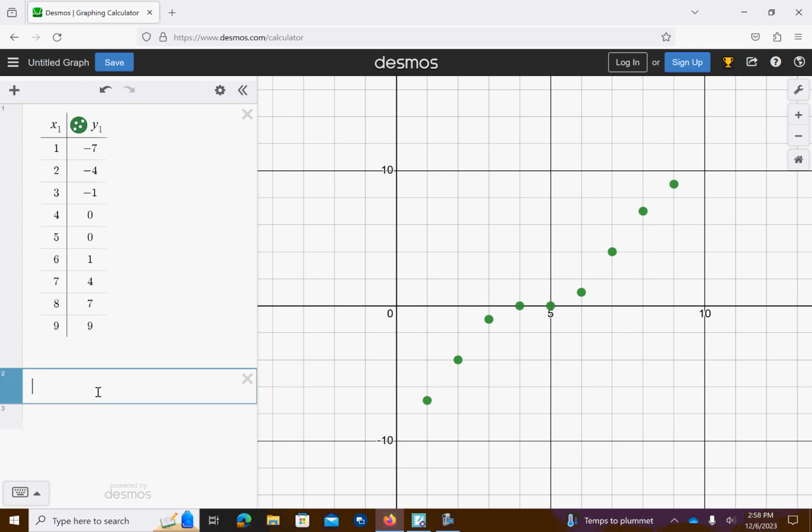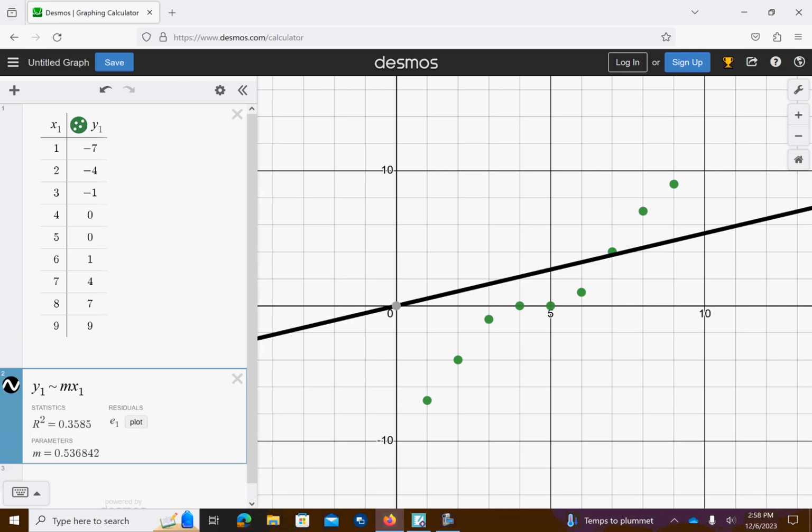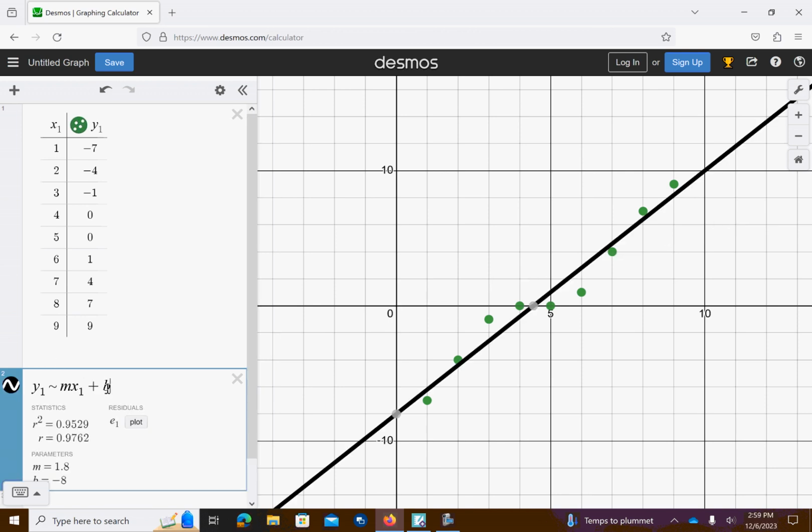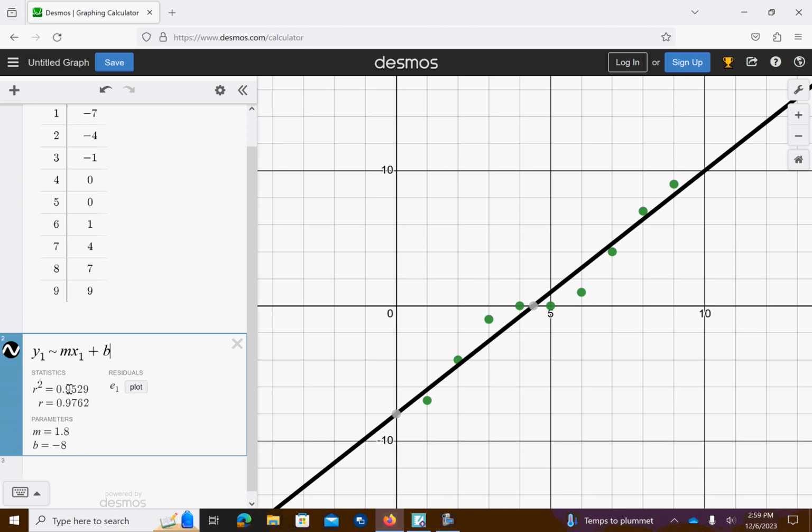So remember, I look at my x1 and y1, so I have to go y1, use the tilde, which is the shift next to the 1, and then mx1 plus b. All right, so that means that our equation is y equals 1.8x minus 8. And our correlation is 0.9762, which is strong positive. It's positive because we have a positive slope. It's strong because this is pretty close to 1.